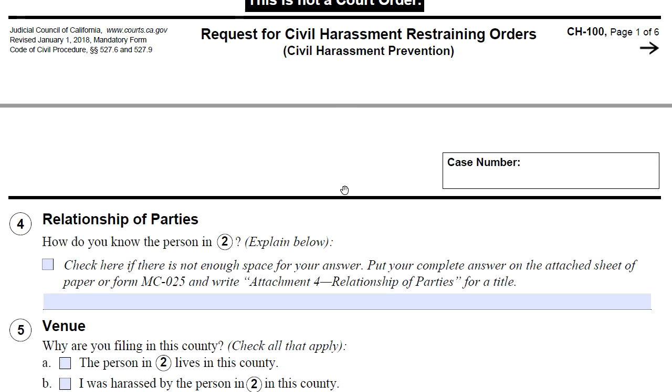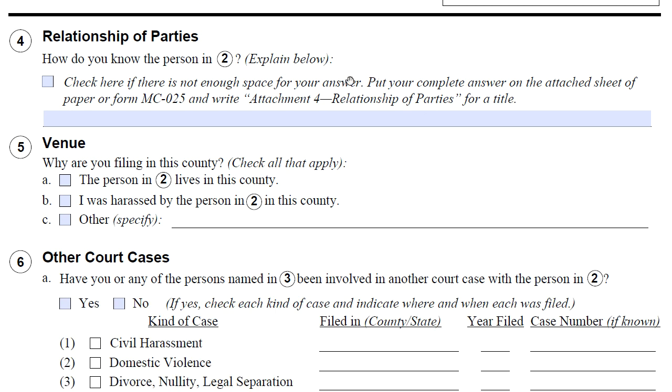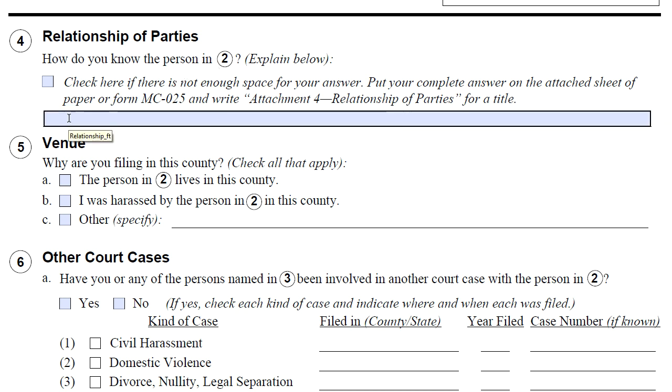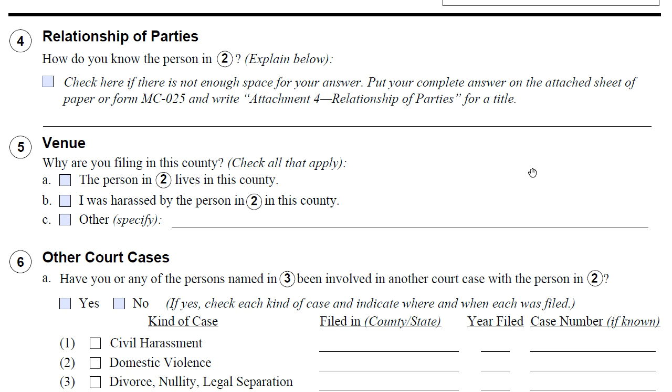Okay, now we'll scroll down to number 4, relationship of the parties. So this is where you explain how you know the person who is harassing you. For example, if they live next door, you could just put neighbor, or if they're somebody that you know from the neighborhood or from church, you could just put that, whatever the case may be. You just have to briefly explain how you know the other person.